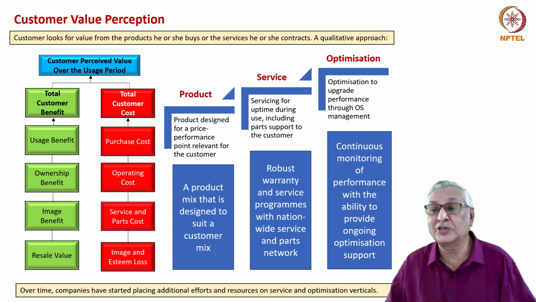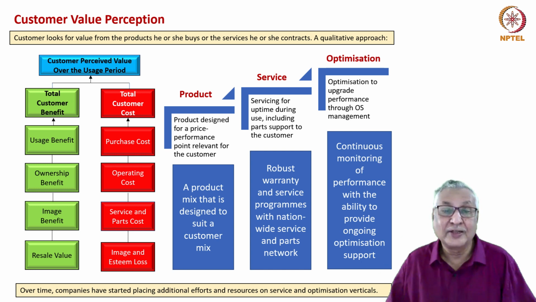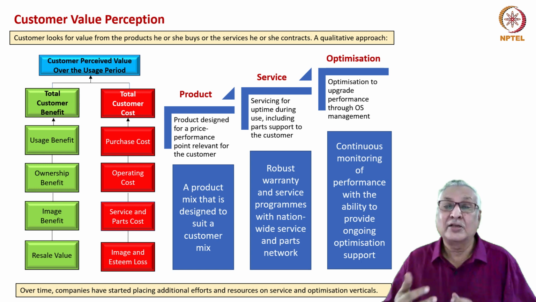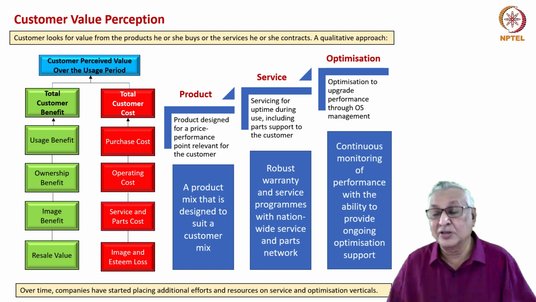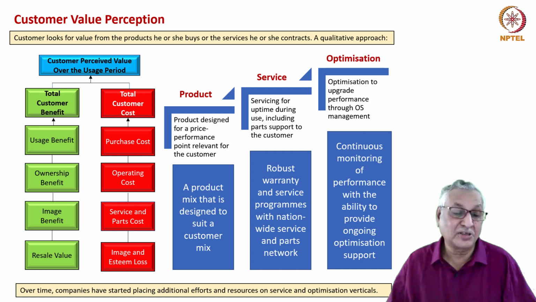Then we have optimization. You need to optimize your product and service based on the operating system. That is as important as the product or service. So, continuous monitoring of performance with the ability to provide ongoing optimization support. Today, we keep getting periodic updates to our mobile operating systems from the providers of the mobiles. And how does that happen? Through internet downloads. And each optimizes the mobile either to fix the issues or to upgrade the performance. And that's what is the optimization system that exists today in products and services.